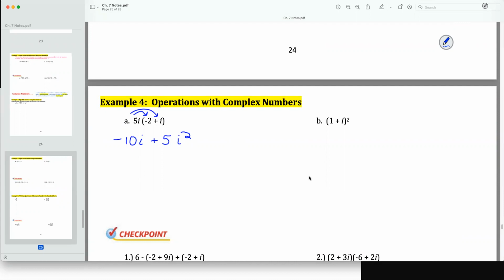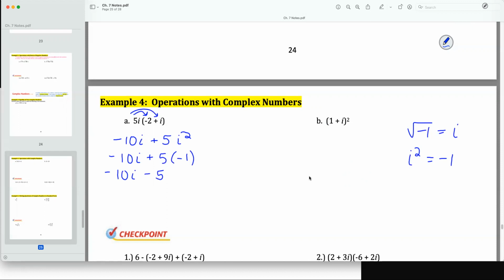Once we do that, we just have to remember the two rules that we have. The square root of negative 1 equals i, and i squared equals negative 1. We're going to be using that second rule here and replacing in a negative 1 for i squared, and we get negative 10i minus 5.